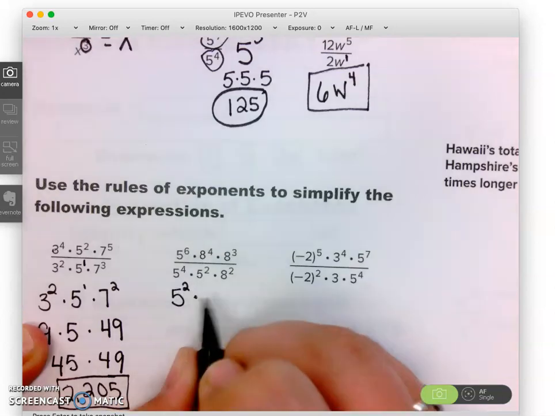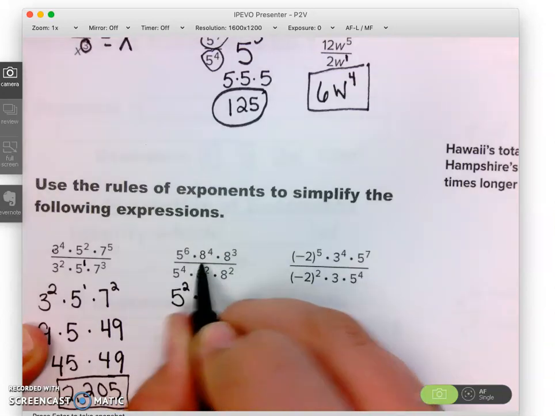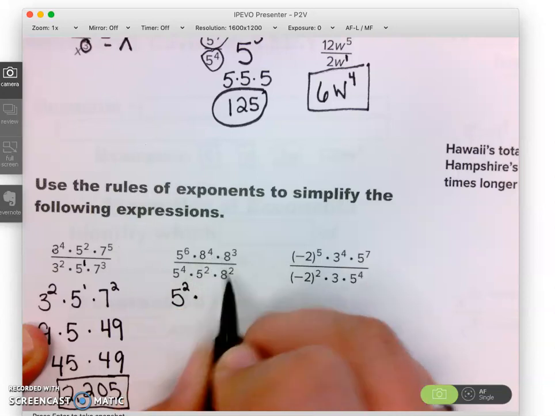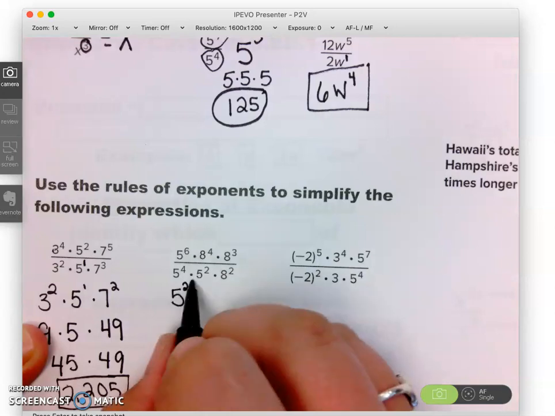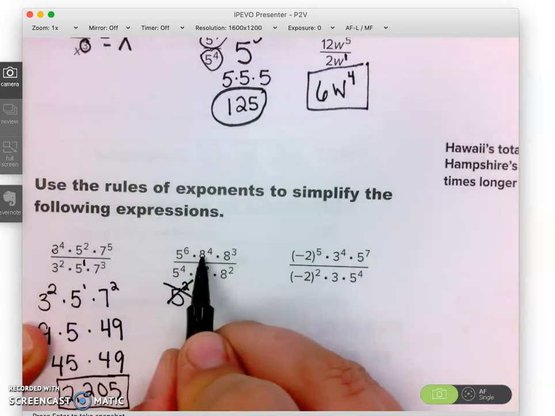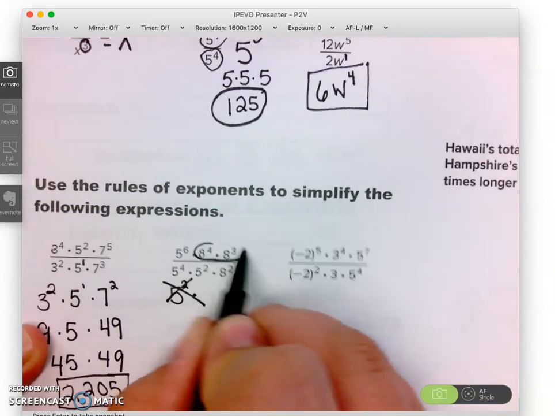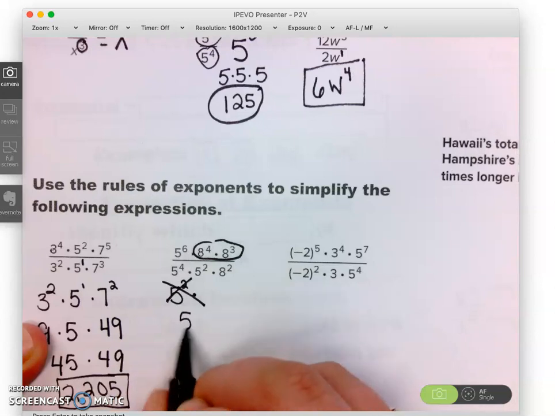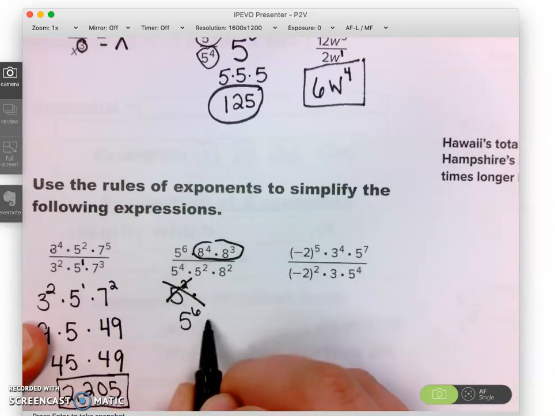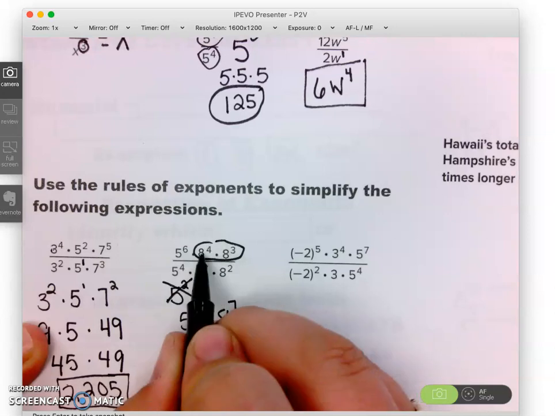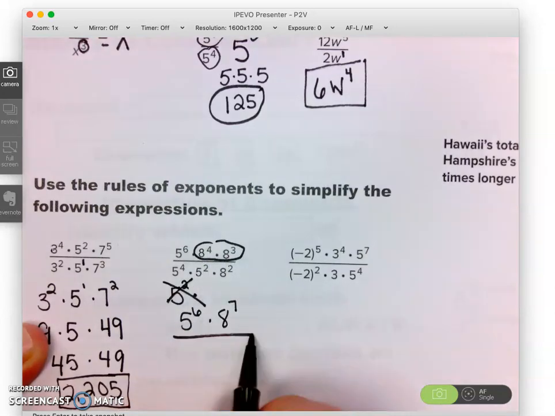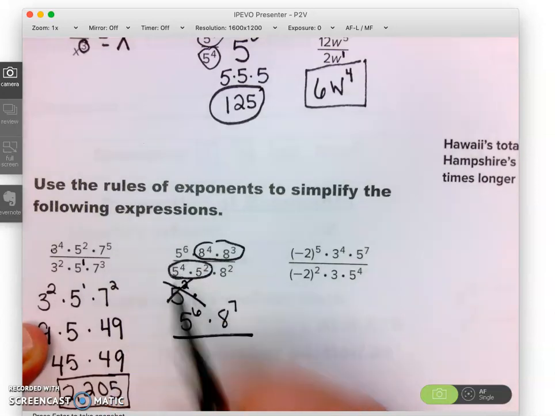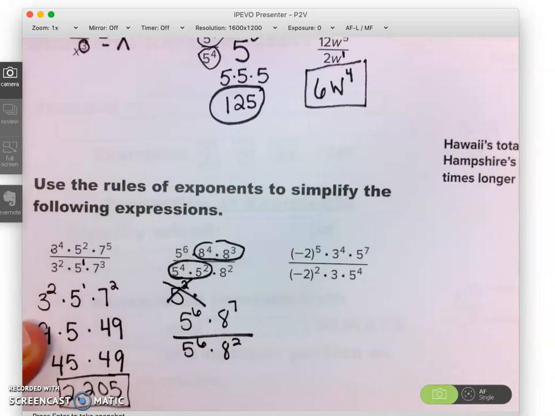So here, I have like bases on top, so I'm actually going to combine my like bases first. So skip that part. I want to do 8. I want to combine these first. So on top, I'm going to still have that 5 to the 6th power times 8 to the 7th. Remember, because I'm multiplying them, so 4 plus 3. And then on bottom, I have these two like bases. So it's 5 to the 6th power times 8 to the 2nd.